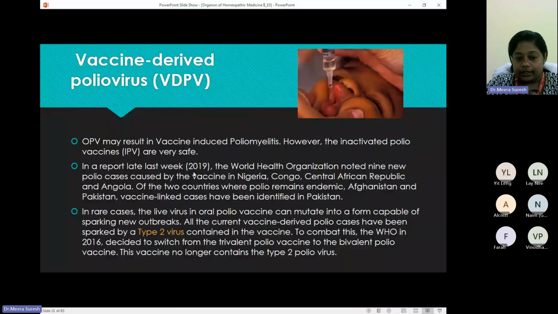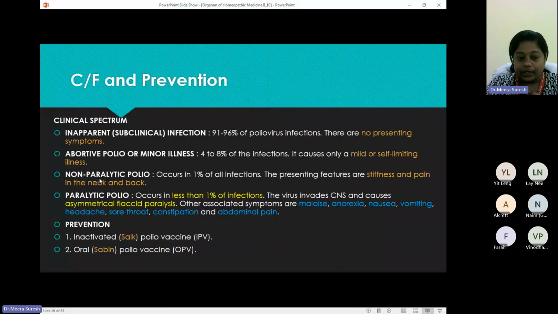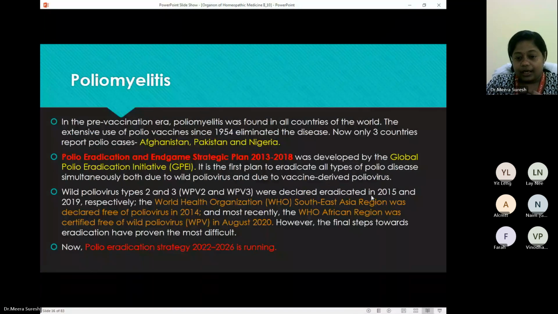In a report in 2019, the World Health Organization noted 9 new polio cases caused by the vaccine in Nigeria, Congo, Central African Republic, and Angola. Remember the earlier slide, where we said that in 2020 they were declared free. They were declared free, but of the wild poliovirus. The WHO African region was certified free of wild poliovirus, which means in those countries, like Nigeria, which is also an African country, the polio that now exists is actually vaccine derived.